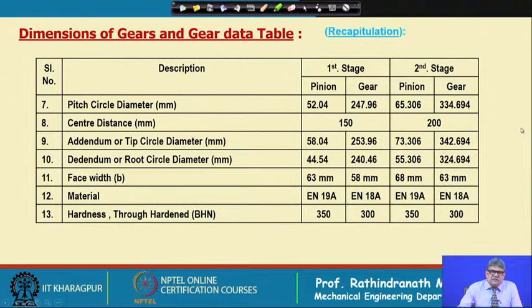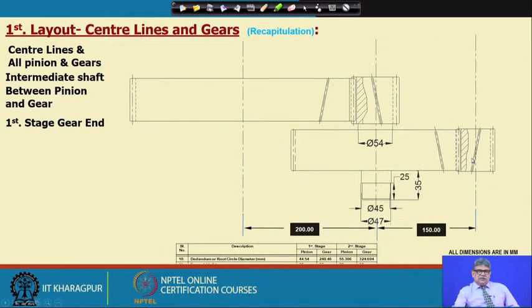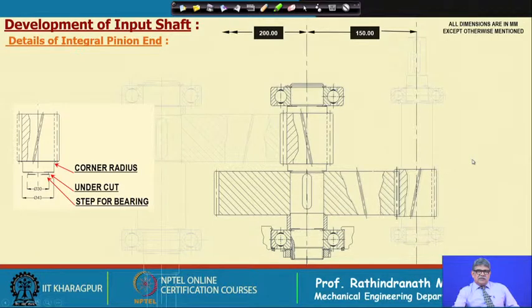Now, the gear data is still continuing: pitch circle diameters, center distance and other dimensions are given here, and the material is also mentioned. Finally, we will start drawing. Before that, the first layout, center lines and gears, which we have already developed, is also shown here. We developed this much earlier, and next we are developing the input side of the shaft.